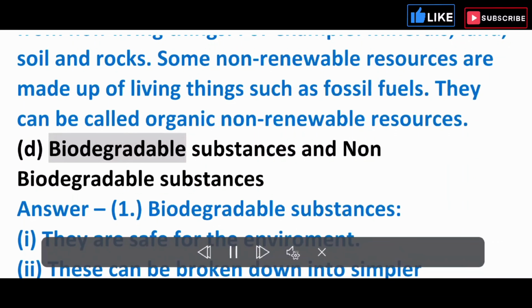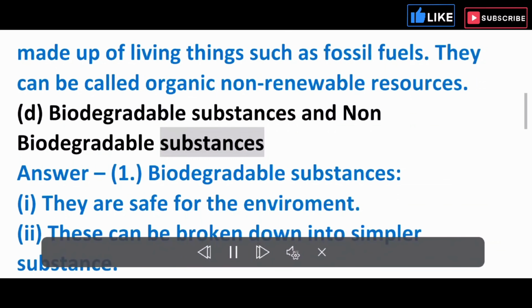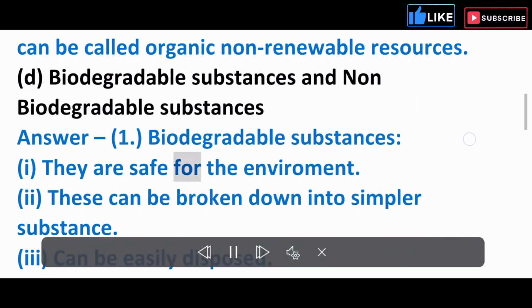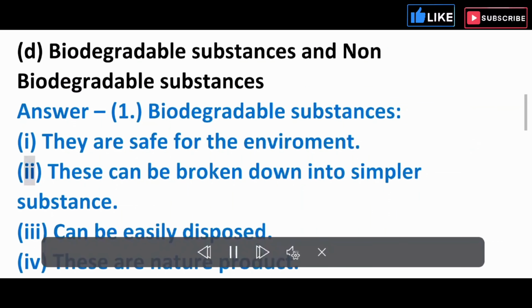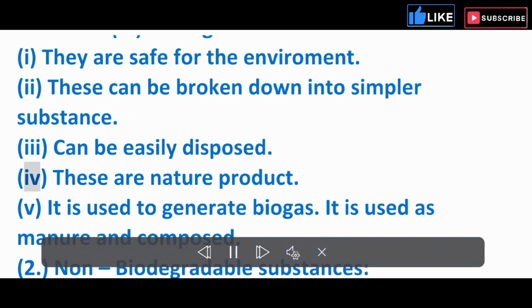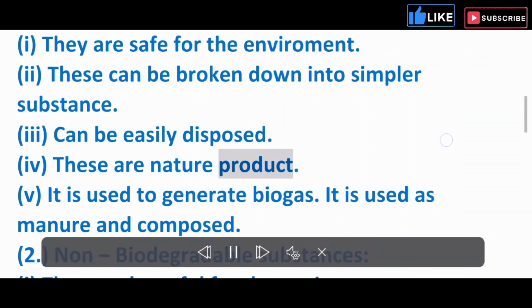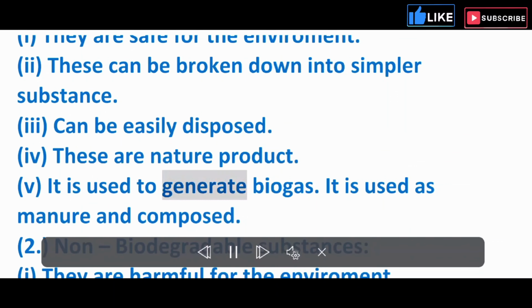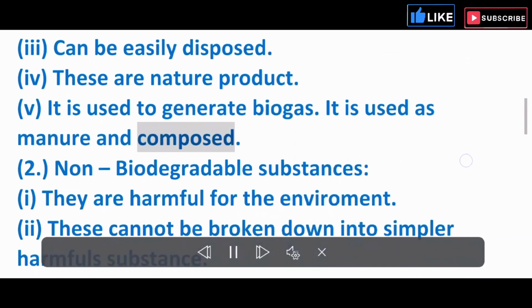D. Biodegradable substances and non-biodegradable substances. Answer. 1. Biodegradable substances. I. They are safe for the environment. II. These can be broken down into simpler substances. III. Can be easily disposed. IV. These are nature products. V. It is used to generate biogas. VI. It is used as manure and compost.